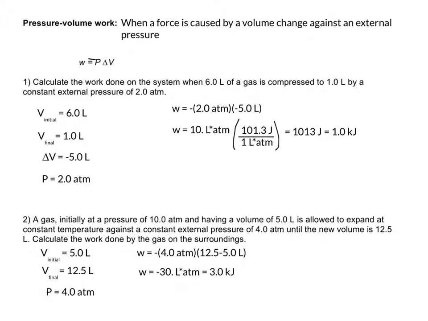And again, we'll go ahead and convert that to joules, or in this case, kilojoules is a little easier. So we get 3.0 kilojoules of work that is done on the surroundings in this particular case. So here we had a negative answer, so that's work done on the surroundings, and in the first one we had a positive answer, so that's work done on the system.